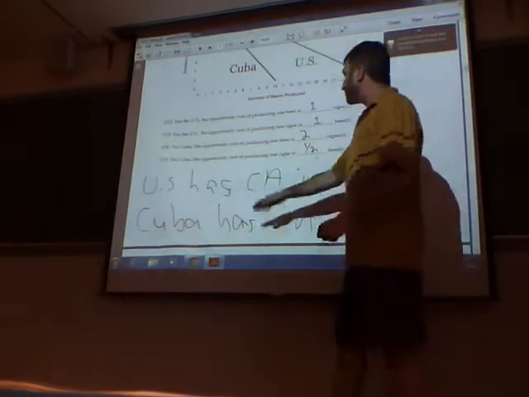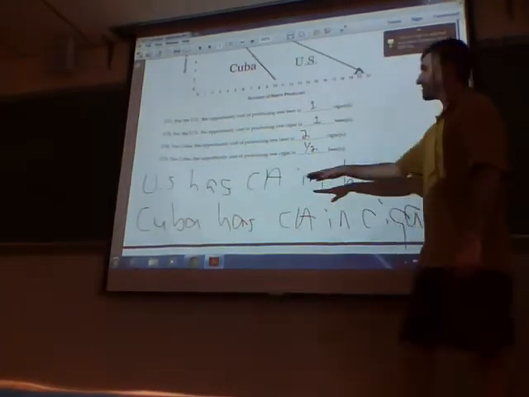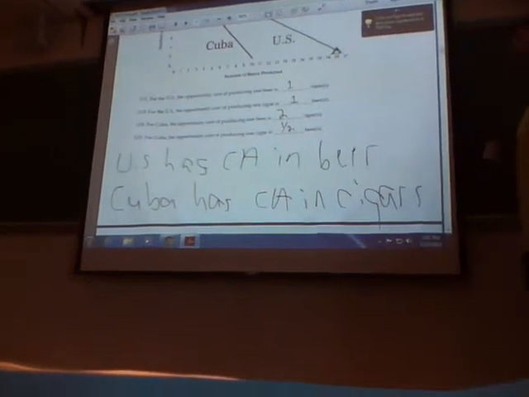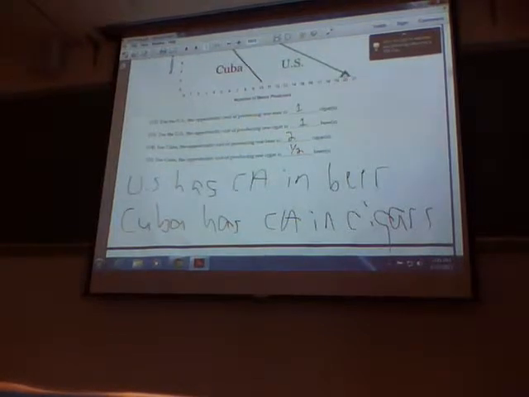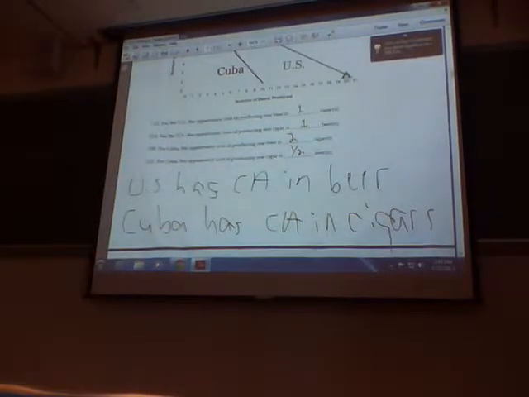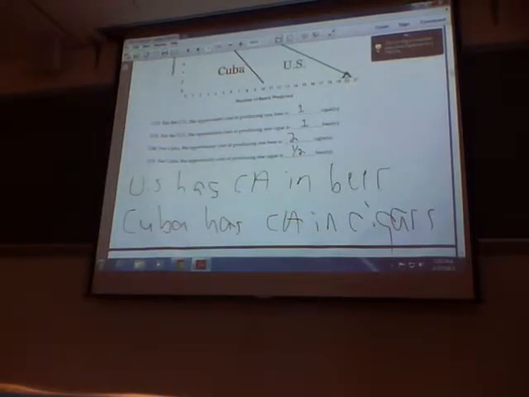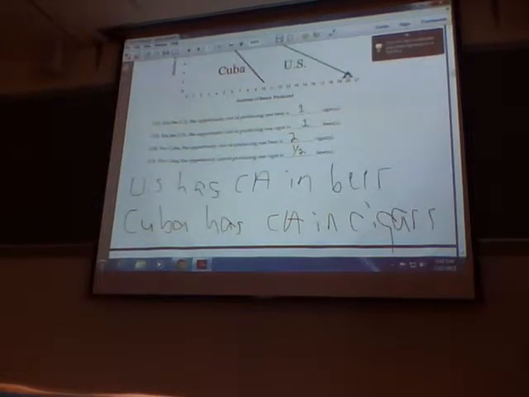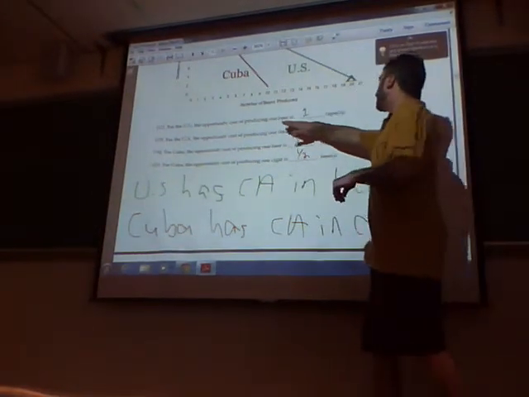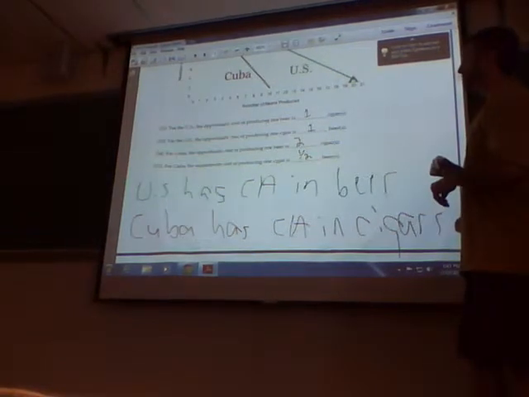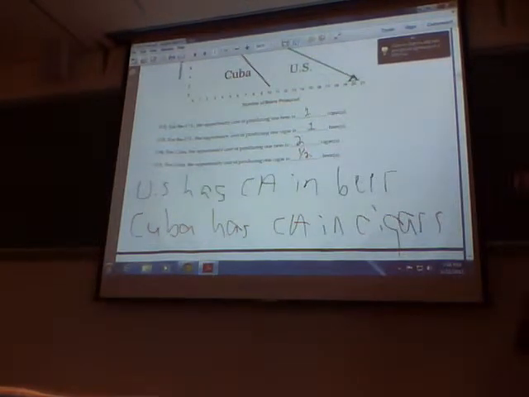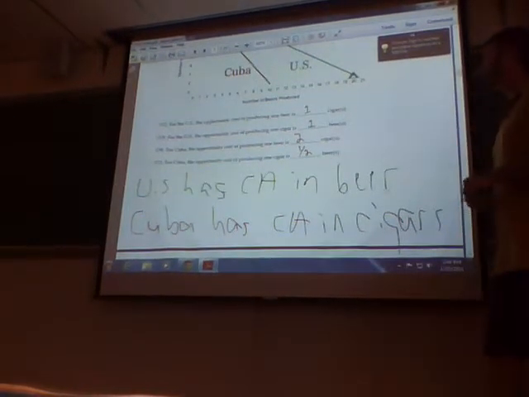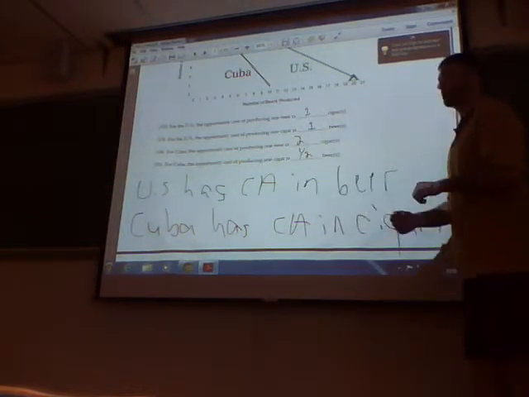I've got down here, U.S. has CA in beer. The CA stands for comparative advantage. And this is why I said that. If I want to ask, who has the comparative advantage in beer? I'm asking who can produce beer at the least cost. Who can produce one beer and give up the least number of cigars in doing so? Well, for the U.S. to produce one beer, they have to forego one cigar. For Cuba to produce one beer, they have to forego 2 cigars. So we produce beer at the least cost. So we have a comparative advantage in beer.